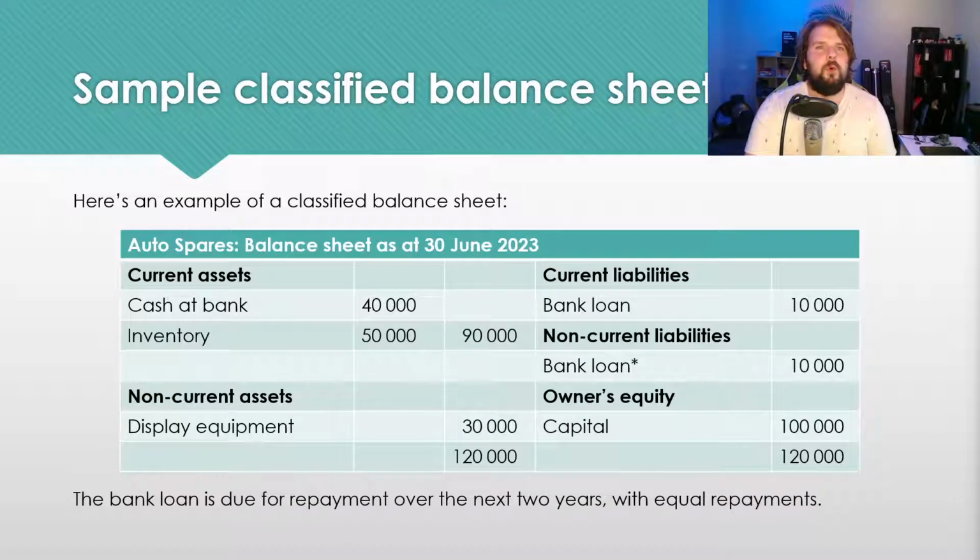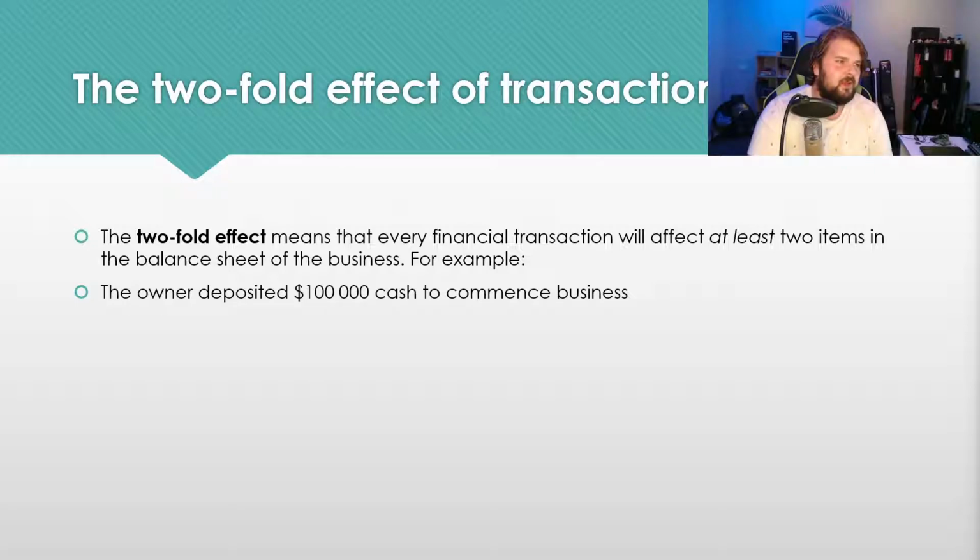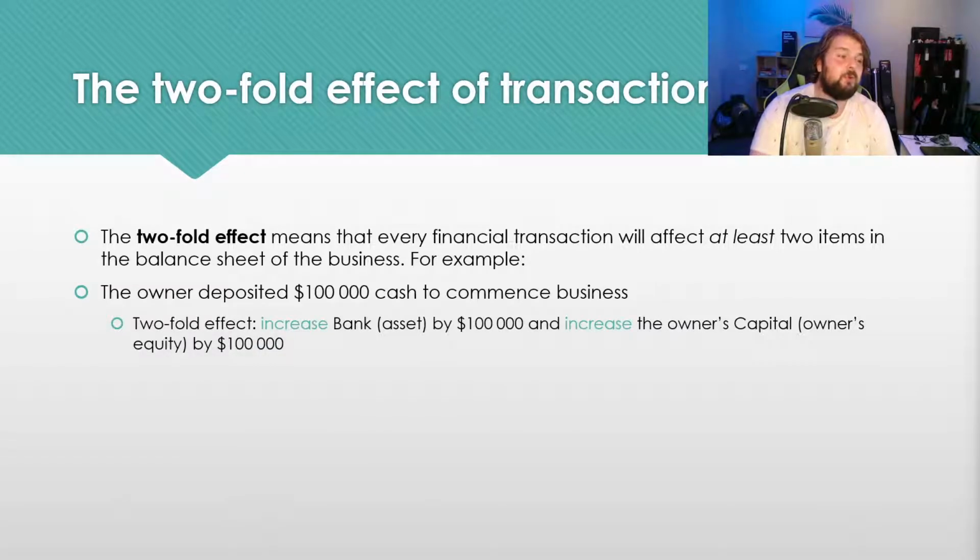So, what this shows, because this balance sheet is based on the accounting equation, is the twofold effect of transactions. I'm going to show you this by looking at the following examples. Let's consider, first off, that the owner deposits $100,000 in cash to commence the business. This would be a twofold effect of increasing our assets by $100,000 and also increasing the owner's capital or owner's equity by $100,000.